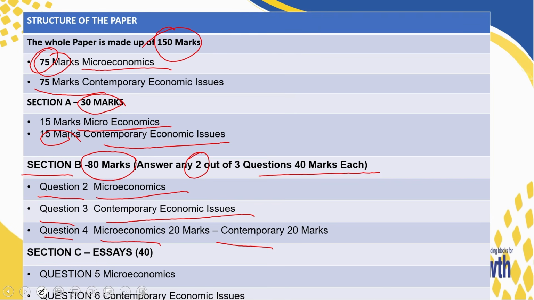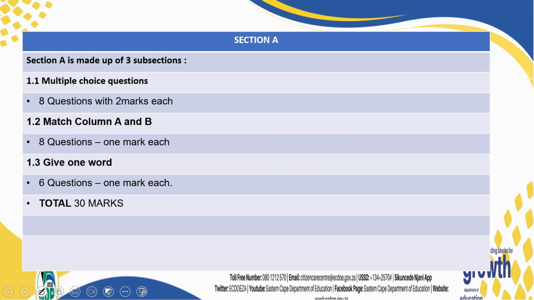Now, your favorite section, which is section C, has 2 essays. You only answer 1, and that section is going to give you 40 marks. Question 5 will be your macroeconomics. Question 6 will be your contemporary economic issues.